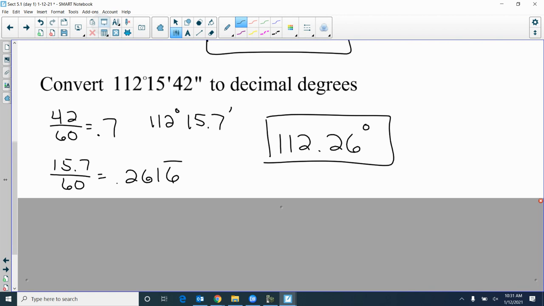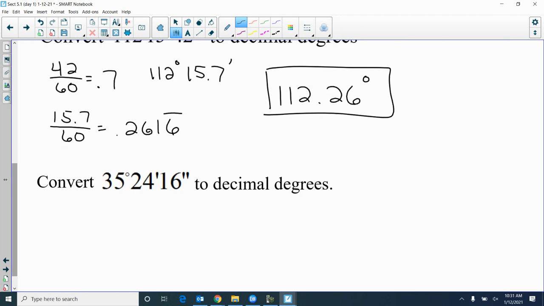All right, now this next one, 35 degrees, 24 minutes, and 16 seconds. Don't round off till the very end. So you're going to get a decimal. You want to keep that. See if you can keep that until the very end. All right, 35 degrees, 24 minutes, 16 seconds.